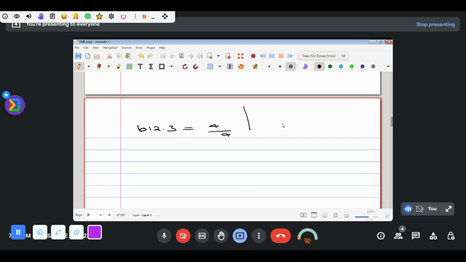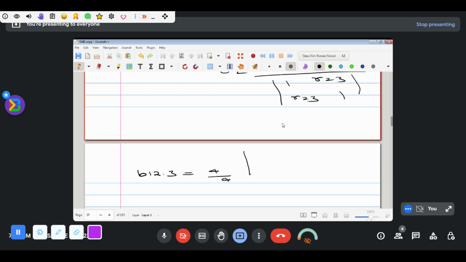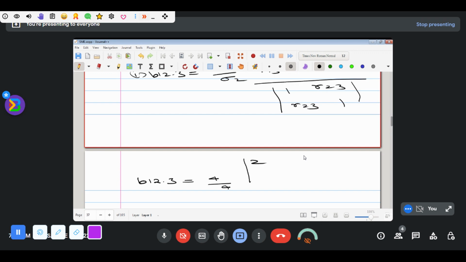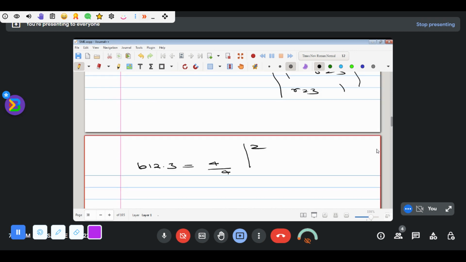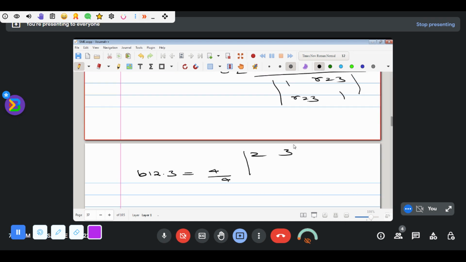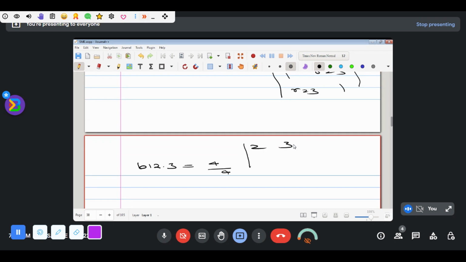So in the determinant, R12 value is 2, R23 value is 3, and the next, R13 value is 5. The last corner is 1 only. Divided by the determinant 1, R23, where R23 value, as you already know, is 3. This one is 1 only.